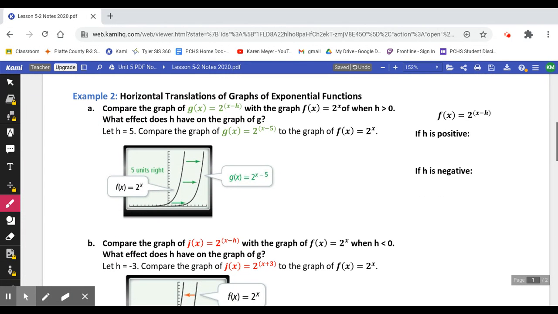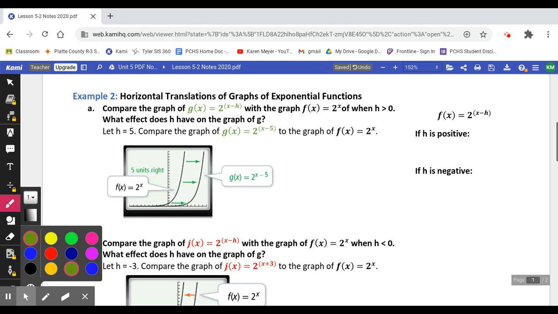Okay, then the other type of translation we have, instead of going vertically, is to go horizontally. Horizontal translations. So a horizontal translation is now that you're sliding the picture, instead of up and down, that's vertical, horizontal goes left or right.